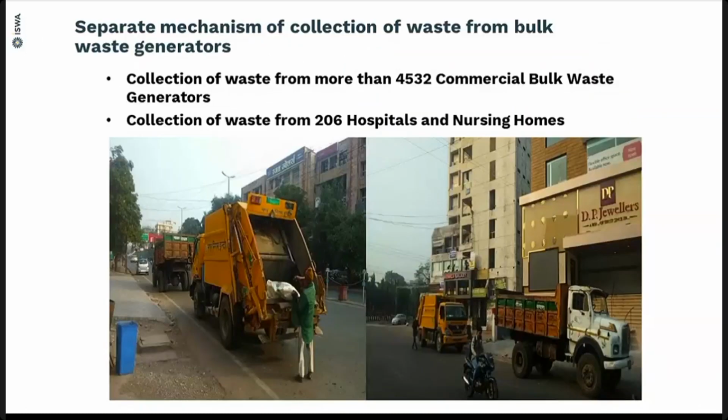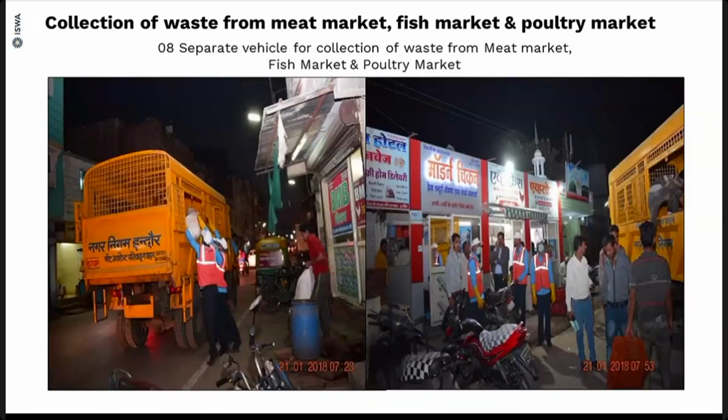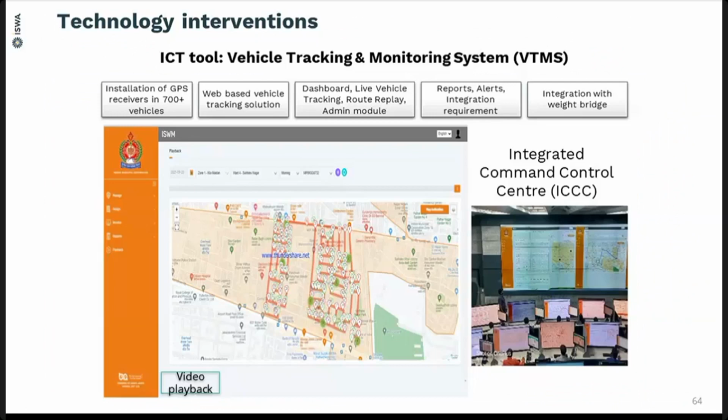As I said, we have a separate collection system for units that generate more than 10 kgs, which we call the bulk waste collection system. We also have a separate collection system for meat waste: fish markets, meat markets and butcher shops are collected every day separately with a separate fleet. To have complete coverage every day, approximately 800 fleet vehicles run daily, which have predefined routes and are monitored through our integrated control and command center.